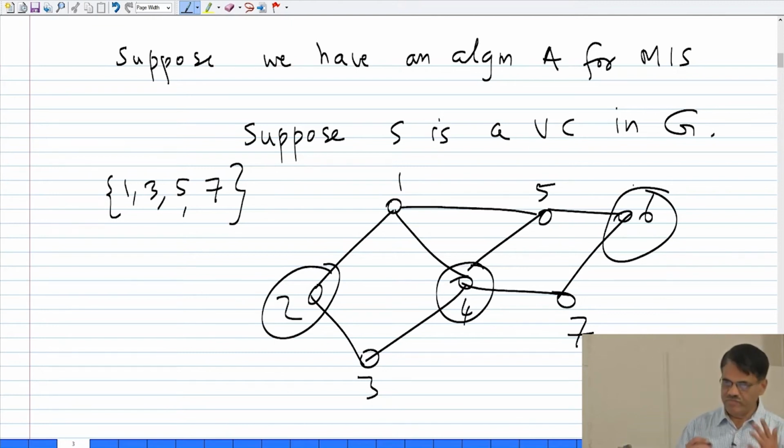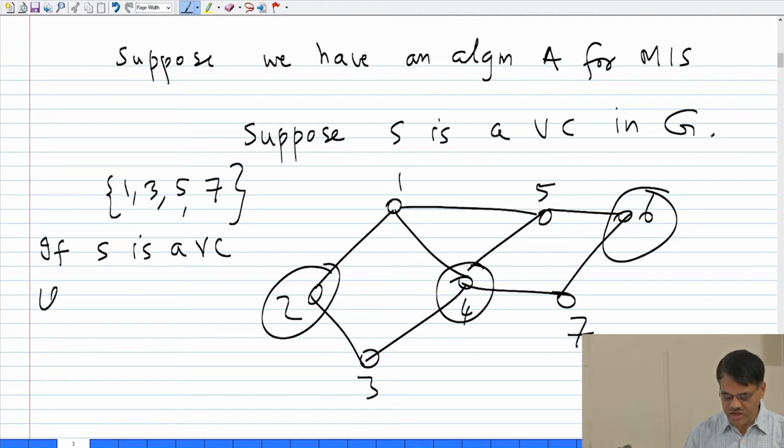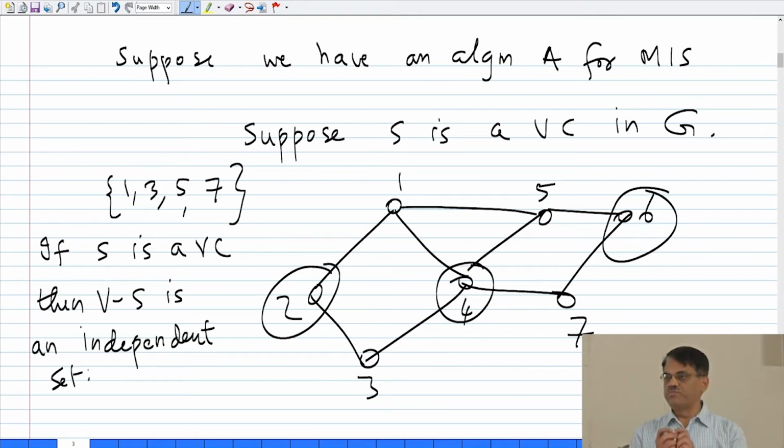So, here is an important theorem, you can prove it: if S is a vertex cover, then V minus S is an independent set. The proof is that if there is an edge in V minus S, then it contradicts the assumption that S is a vertex cover, because S is supposed to cover every edge. Okay, so now let us go back here.